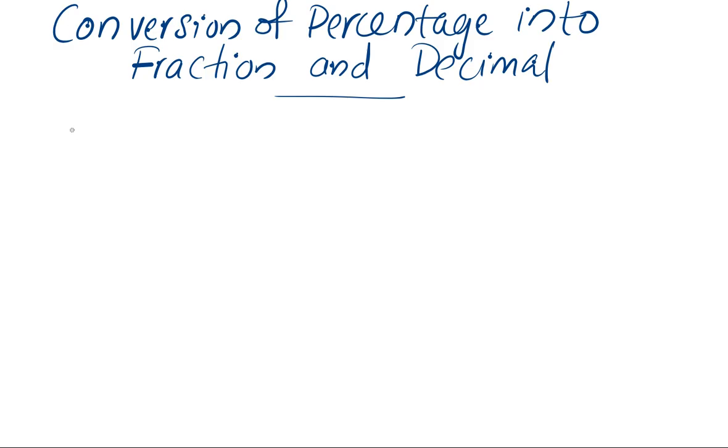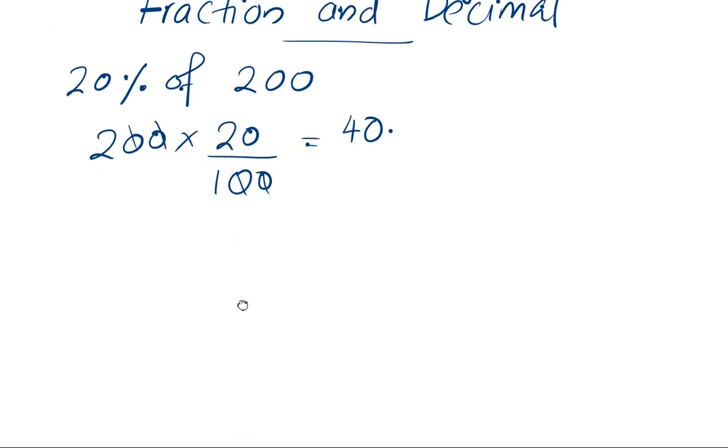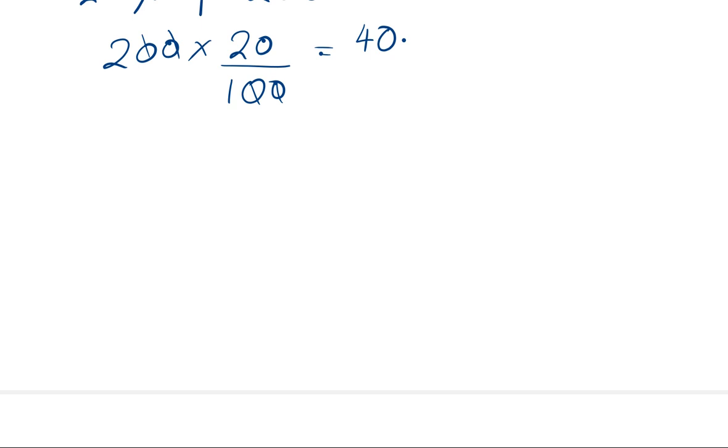So, for example, if you need to find 20 percent of 200, then how will you find it? 200 into 20 over 100, because percent means per 100. We can cancel these zeros. So the answer is 2 into 20, that is equal to 40. Today we are going to check how we can convert this percentage into a fraction or decimal.